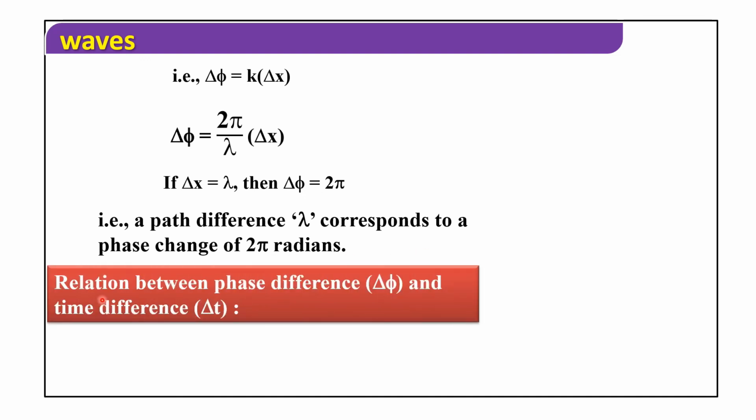Now we will discuss the relation between phase difference and the time difference delta t. So, delta phi is equal to 2 pi by T of delta t. Here delta t is the time difference, and delta phi is nothing but the phase difference. This is the relation between phase difference and time difference, that is delta phi is equal to 2 pi by T into delta t.